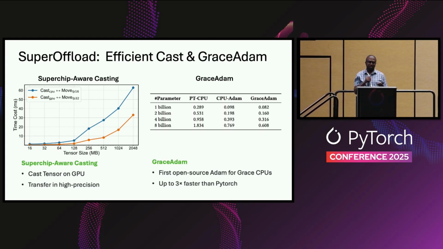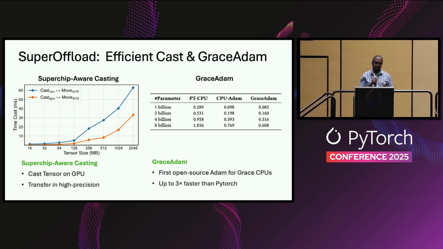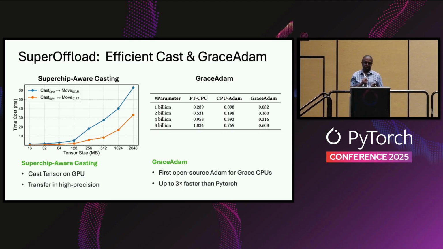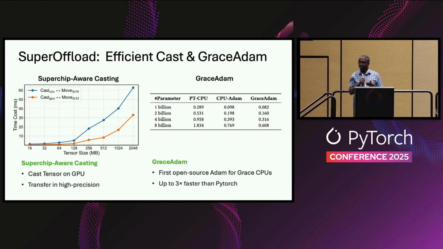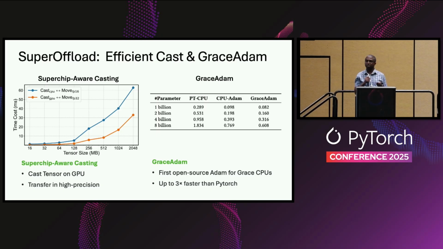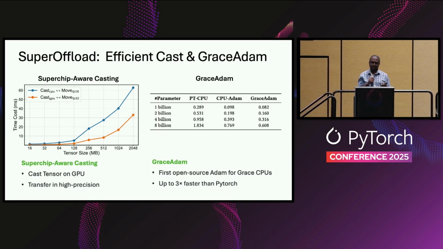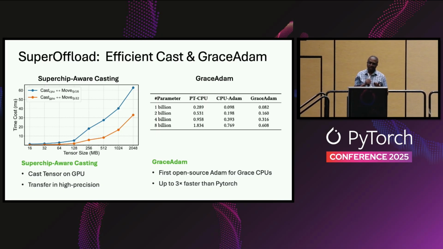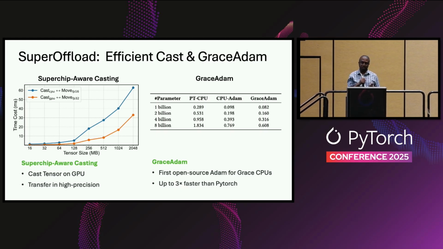But by studying the C2C, the Grace Hopper, the GH200, we observed that the right approach actually is to always cast on the GPU, and it's very fast. And because the C2C connection, which is 450 gigabytes each way, is so fast, the fact that we're doubling the communication volume really doesn't matter. That's what we're showing here, where trying to minimize the communication volume is not so important in the Grace Hopper architecture.